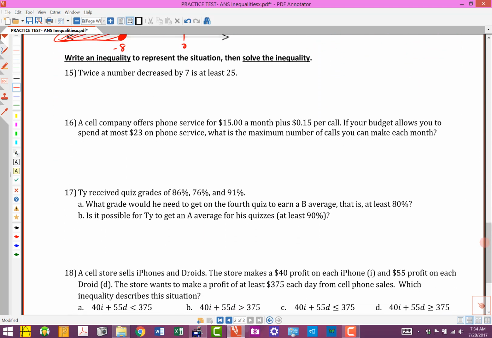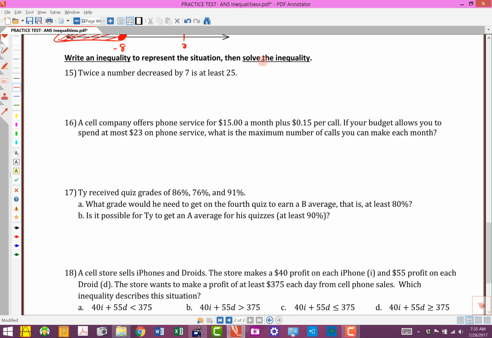Let's keep going here. Write an inequality to represent the situation, then solve the inequality. So we have to do both. We want to make sure we're clear on the writing of the inequality and making sure that's right, and then solving it and making sure we get the right answer. So let's go ahead and look at this one.